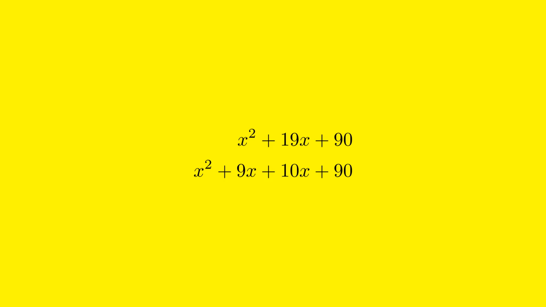So, rewrite the middle term 19x as the sum of 9x and 10x. The expression becomes x squared plus 9x plus 10x plus 90. Breaking down the middle term helps us prepare for grouping in the next steps.